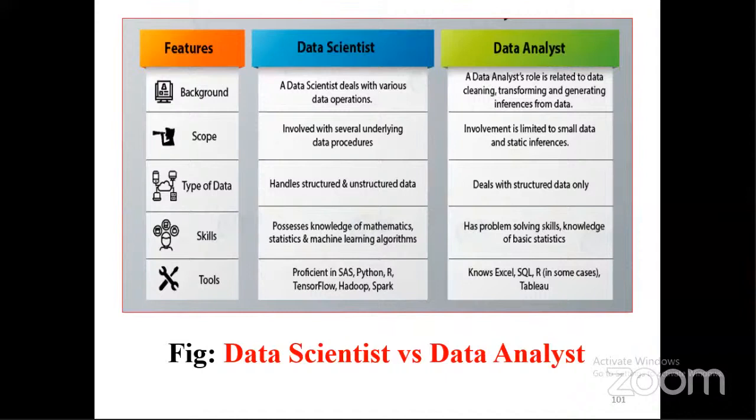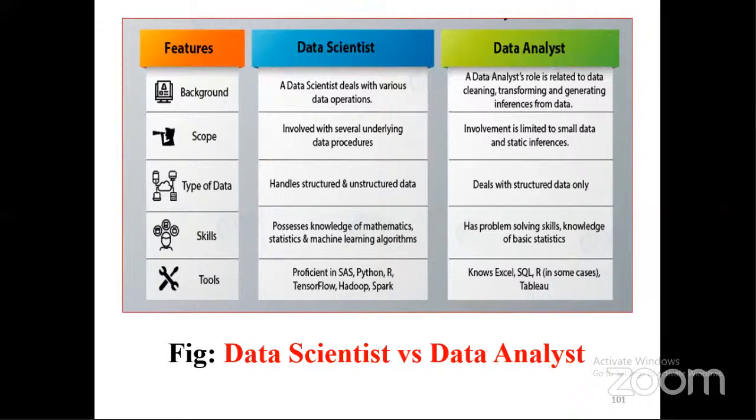Background: a data scientist deals with various data operations. Data analyst, his role is related to data cleaning, transforming, generating, etc. Scope: involved with several underlying data procedures. Involvement is limited to small data and statistic inferences. Type of data: it handles structured data and unstructured data. Data analyst deals with the structured data only. Skills: possesses knowledge of mathematics, statistics, and machine learning algorithms. Has problem solving skills, knowledge of basic statistics. Tools: proficient in SAS, Python, R, TensorFlow, Hadoop, Spark. Knows Excel, SQL, R, Tableau, etc.